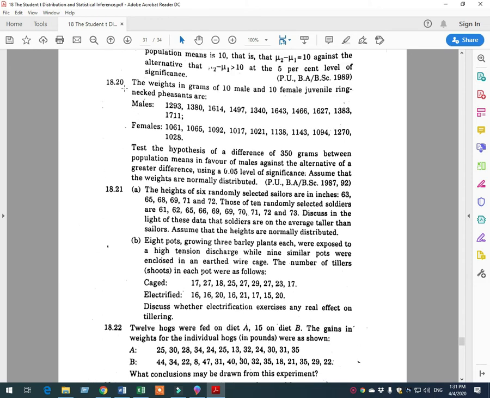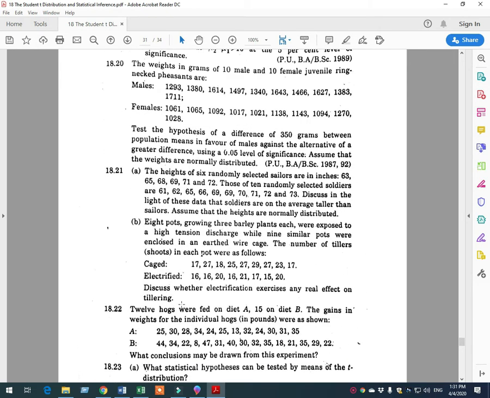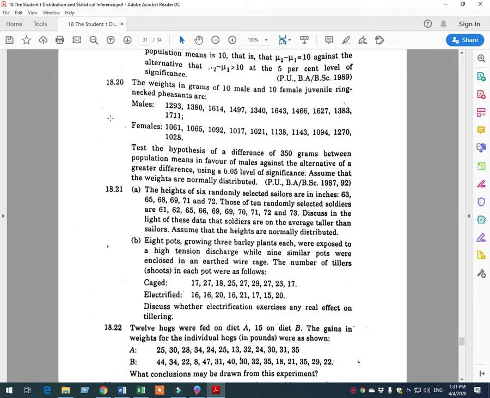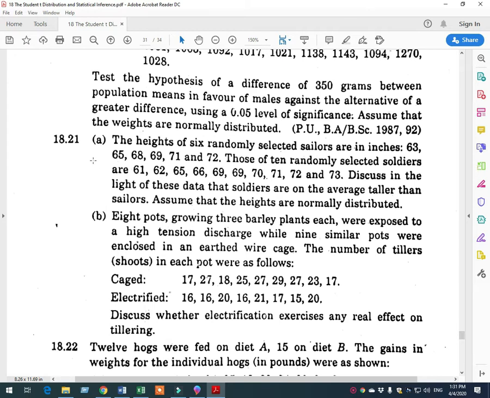It is starting from 18.21 to 20. You can do the practice on 20, and the rest of the questions I have told you in the last slides. So here I'm doing the practice for this particular question, 18.21 A part. First of all, read the question carefully, because until you read the question carefully, you cannot do the question correctly.